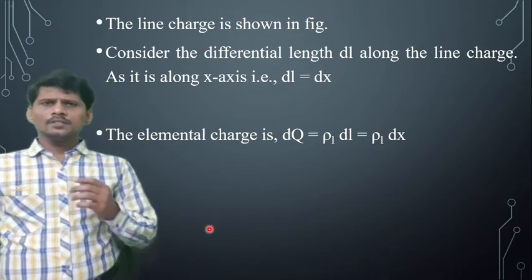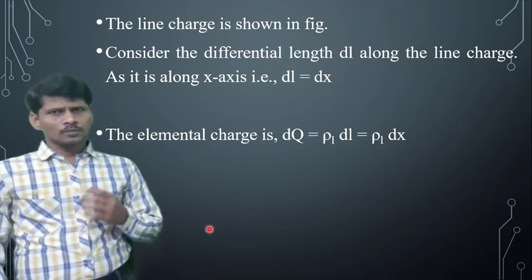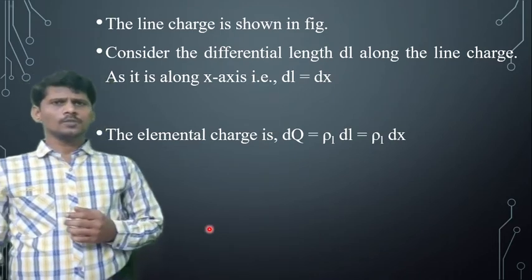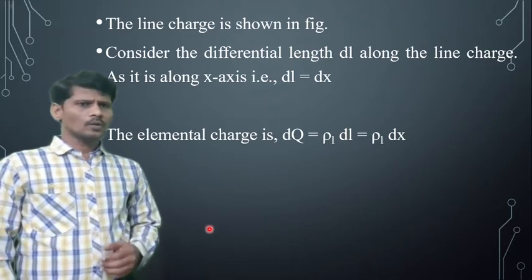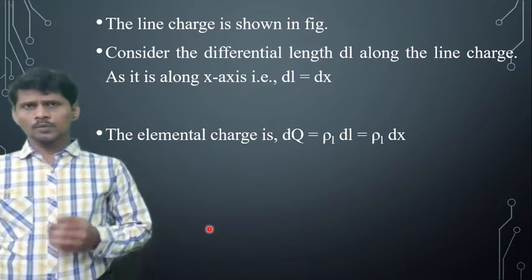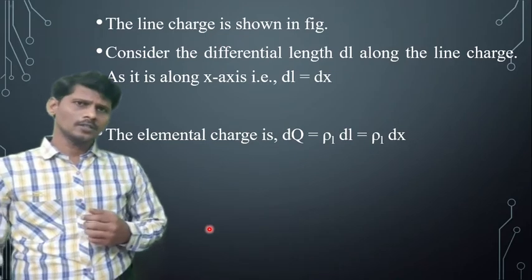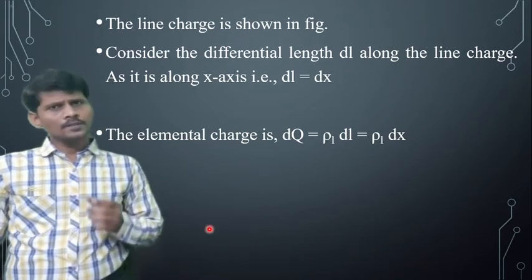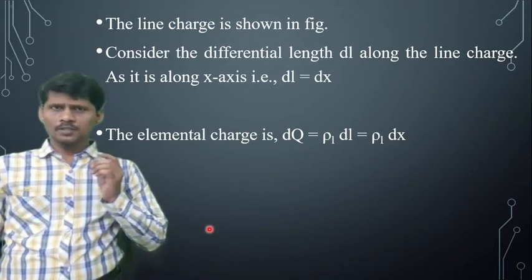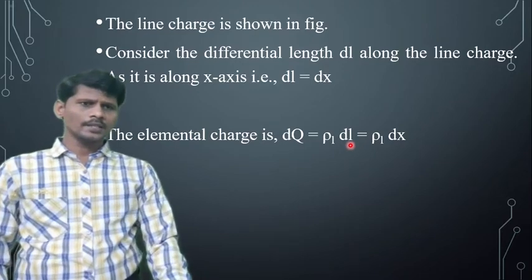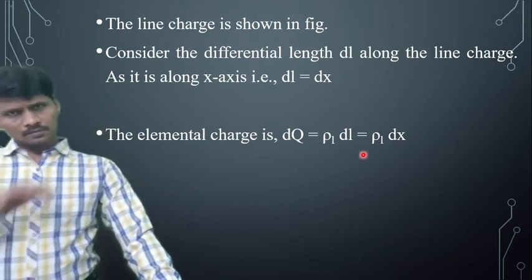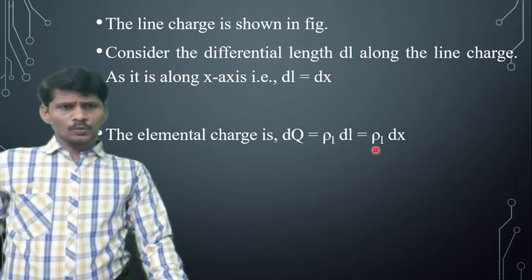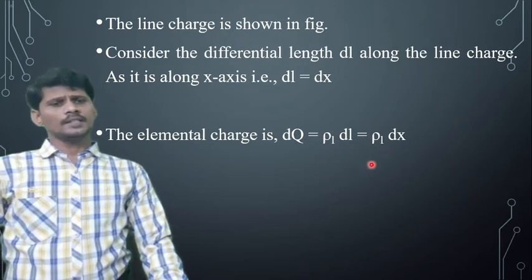The elementary charge associated with the line charge distribution is dq equal to rho l into dl, where rho l is the line charge density. The elementary length is placed on the x-axis. Because of that, dl is equal to dx. We get the elementary charge dq equal to rho l into dx.